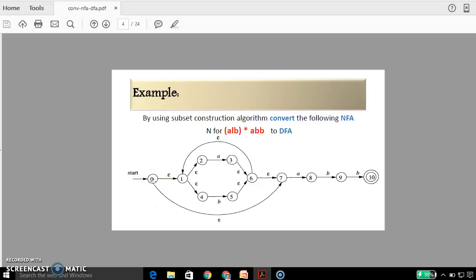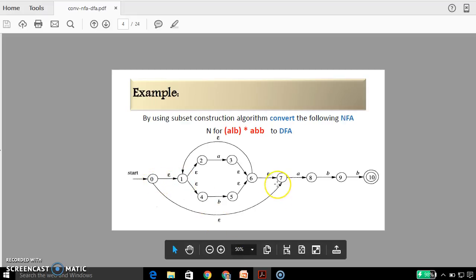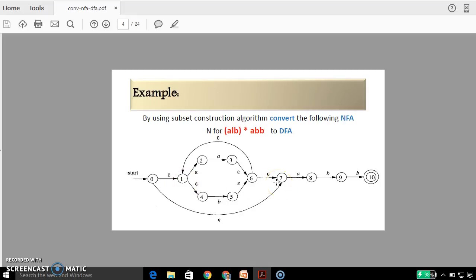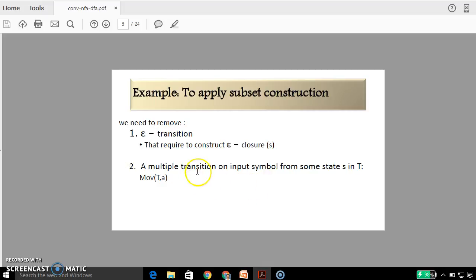An epsilon transition is this: if, from a given state, there is a transition by consuming the symbol epsilon to another state, then we say that transition is an epsilon transition. For example, given state 0, on epsilon it reaches 1. In the same way, state 0 on epsilon reaches 7. That means on epsilon, 0 has 1 and 7 as epsilon transitions.